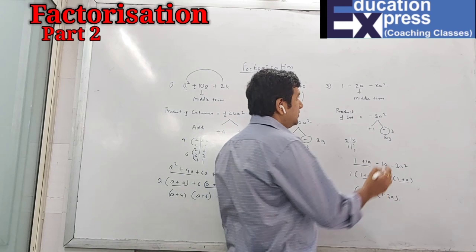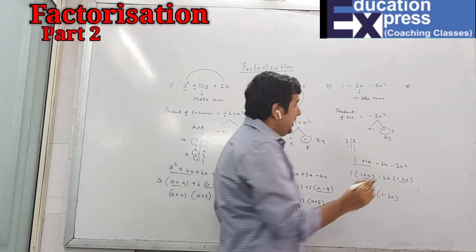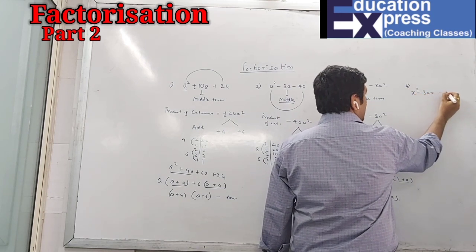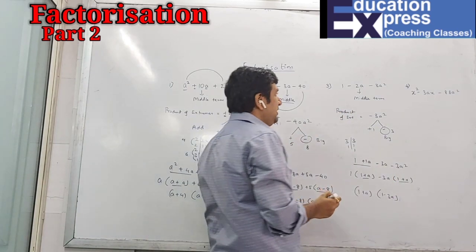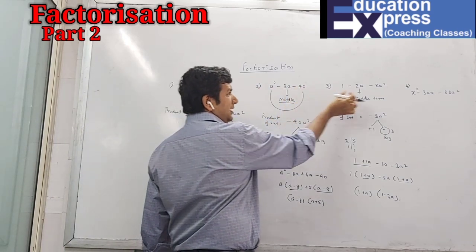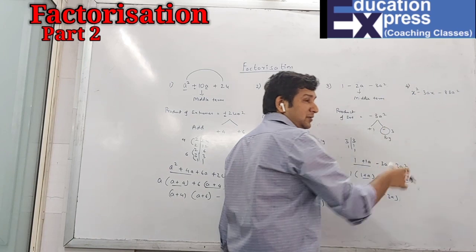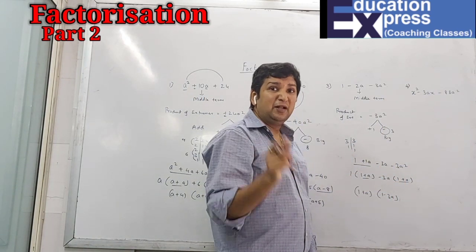Question number 4. x square minus 3ax minus 88a square. Now here one more thing you can see, that in all the earlier questions we had at least one number which was without a variable, right? Here all the terms have a variable, but then also I will tell you only one thing. The middle term will be that term which will have a variable with the least power.